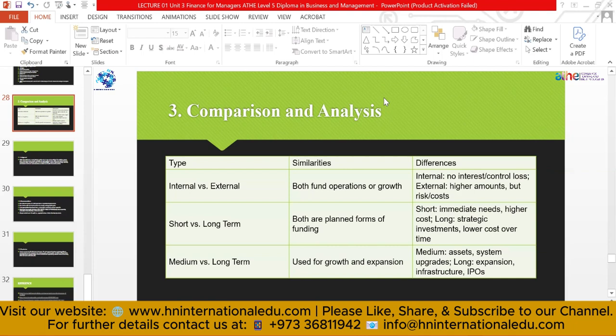Medium versus long term, used for growth and expansion when you want to go for a merger or acquisition, conglomerate, or even diversification, or going from national to international business. Medium, assets and system upgrades. For the long, expansion, infrastructure, IPOs, initial public offerings. That is why these are the major differences between the types of sources of finance.